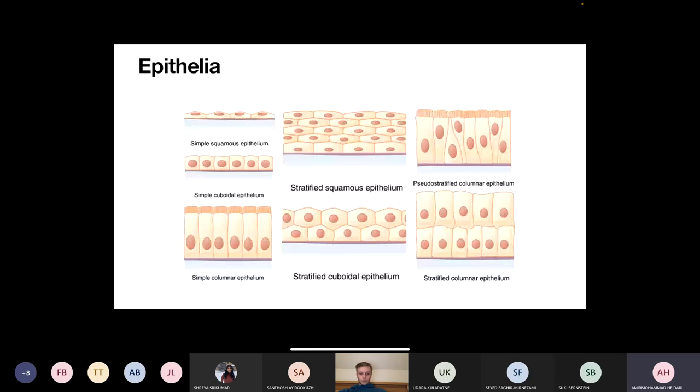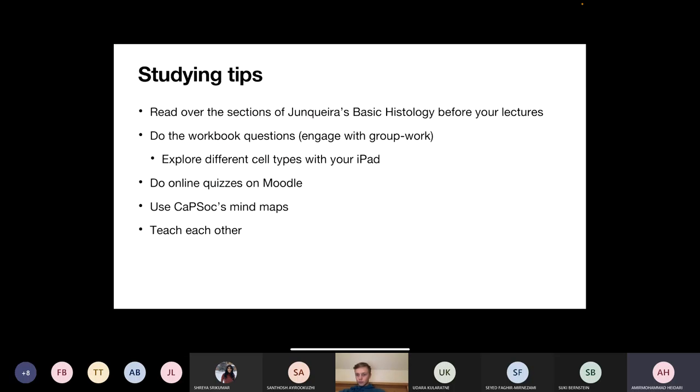Okay, so stratified columnar, mostly in the male reproductive tract as far as I know. But again, not very common.